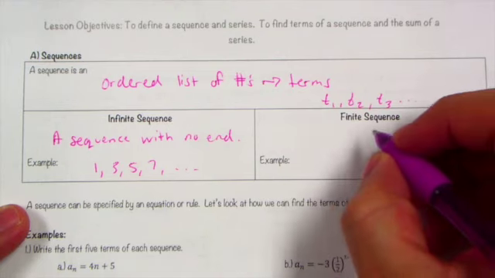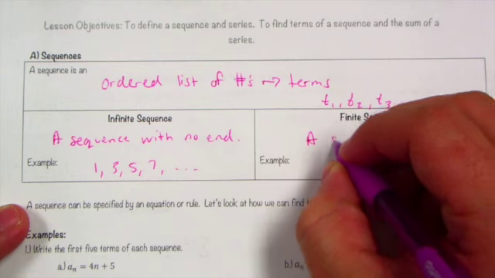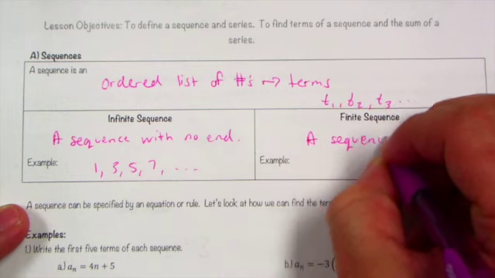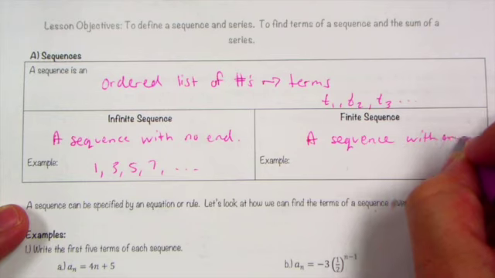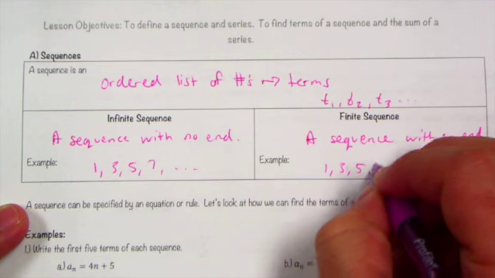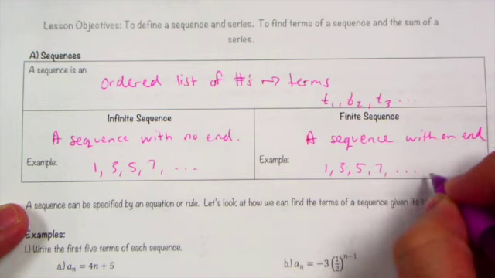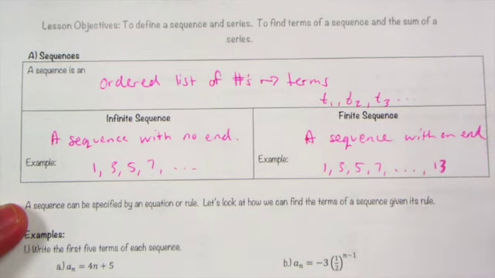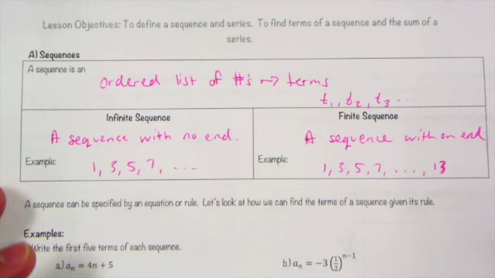Whereas a finite sequence is a sequence with an end. So you'd have 1, 3, 5, 7. You might see some dot, dot, dot, but then it gives you a final term, in this case, 13. So that would be a finite sequence. We're going to focus our attention on finite sequences, sequences that do have ends.